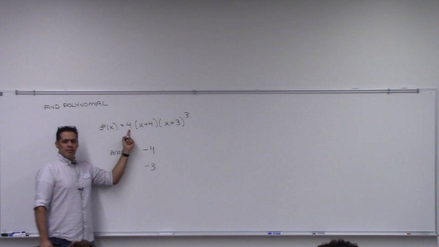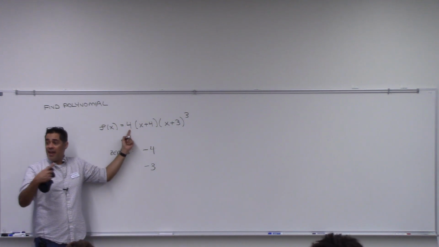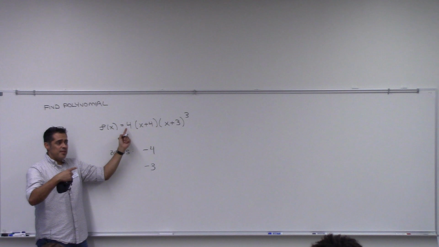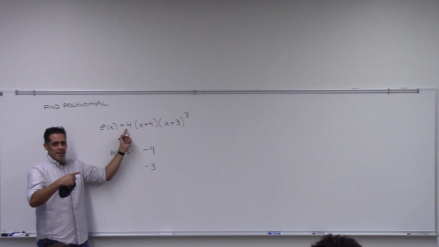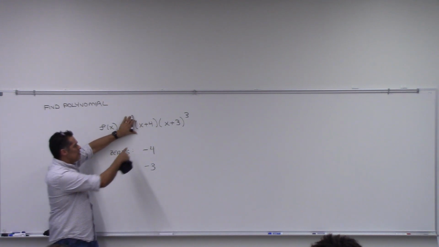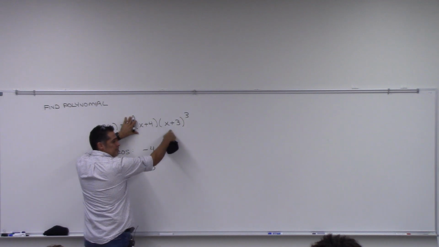What about this? This is the a, right? This is not a factor. This is just a. So you don't say 4 or negative 4 from this. You ignore that. That's your a. You get your zeros from these two factors.